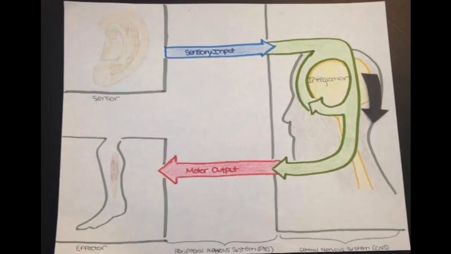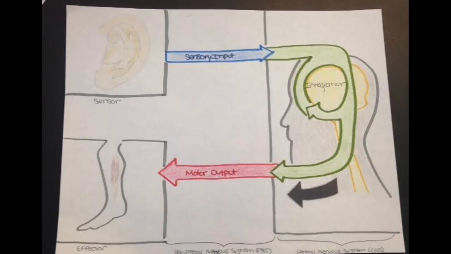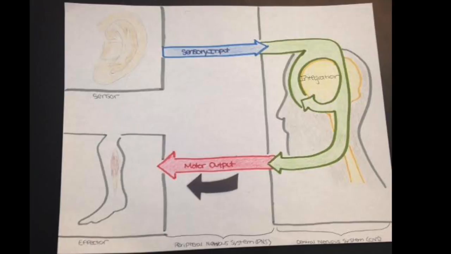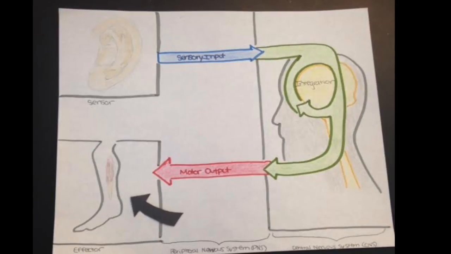system. As we see in the next diagram here, there is a sensor, which is the ear, which brings sensory input into the brain through integration. The brain then processes this information and then enables the motor output through the effector. The central nervous system and the peripheral nervous system work together hand in hand in this process, as you can see here. Next, we move on to neuron structure and function.